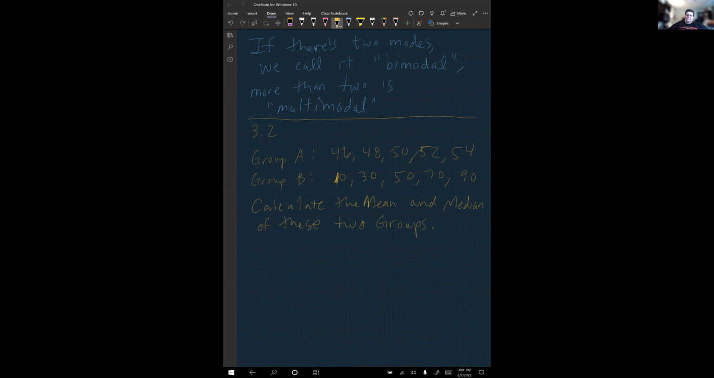Would the median for both group A and B be 50? The median for both groups A and B would be 50. That's correct. Median for A is the same as the median for B, which is 50. What about the mean?